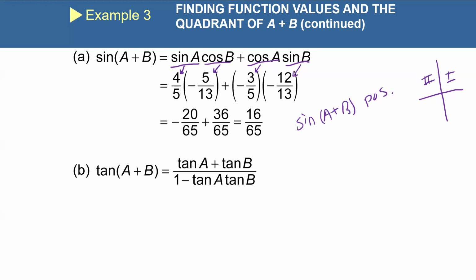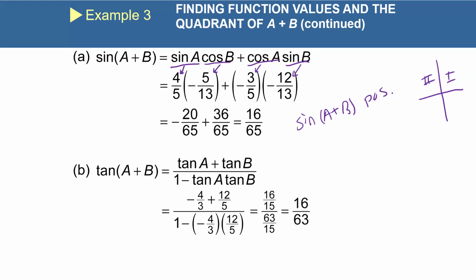All right, up next, we have tan of A plus B. The identity is tan of A plus tan of B divided by 1 minus tan of A times tan of B. So we're going to substitute in the values for tan A and tan B. We're going to evaluate. In the numerator, you can do a little chopstick and bowl. So that gives you -20 plus 36, which is going to give you 16/15.